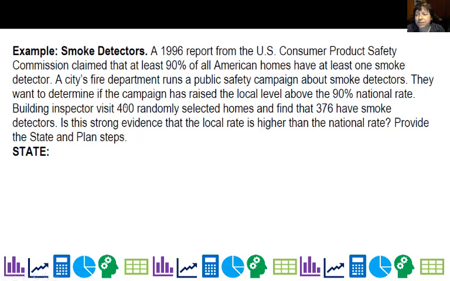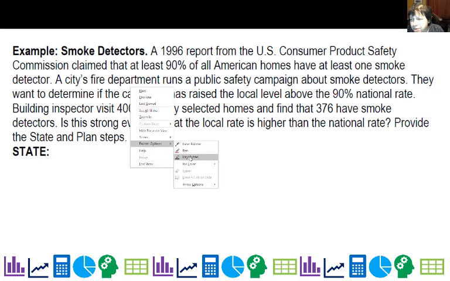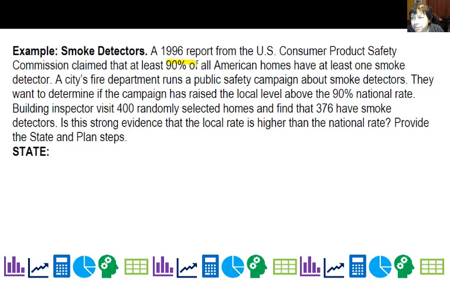So first of all, let me highlight some of the important information. This 90% is very important. That's probably our assumed value. They're running a campaign on smoke detectors. They want to determine if the campaign has raised the local level above the 90% rate. So that amount of raising is important as well.